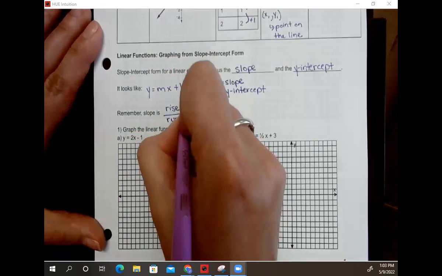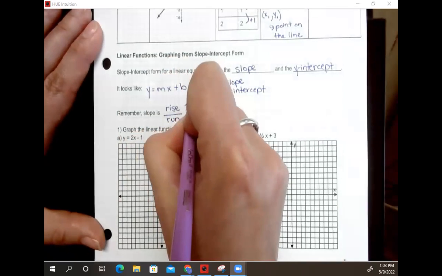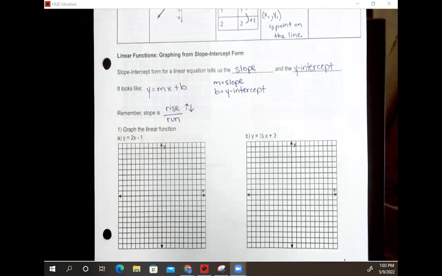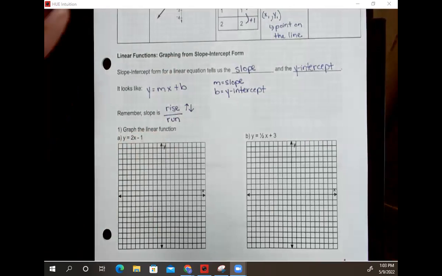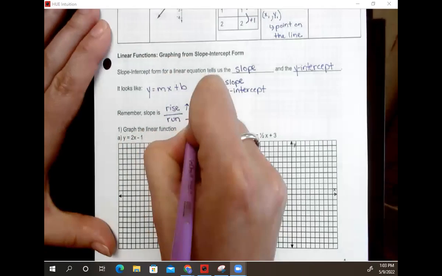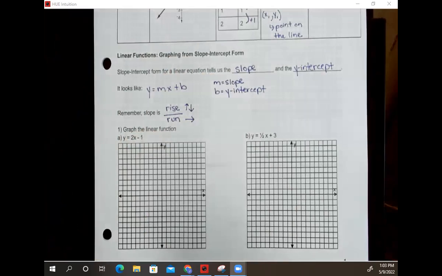Now, our rise could be up or down, depending on if our slope is positive or negative. When we talk about run, we're always talking about moving forward. So rise could be up or down, but as I start plotting points, I'm always running forward. So let's take a look at a few of these.